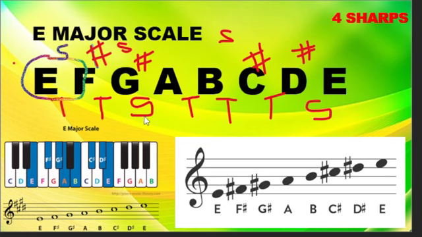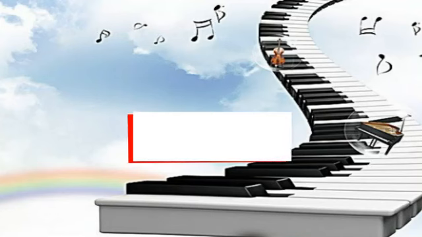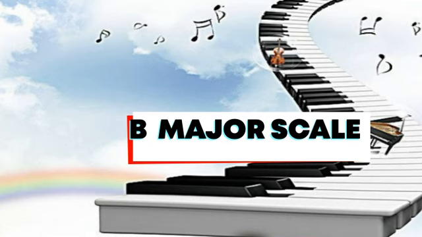Now we say tone, semitone, tone, semitone. When you look at this, we have raised F, we have raised G, we have raised C and D. So that's why you have four sharps. You have one here, another one here, another one here, another one here. On F there is F sharp, G sharp, C sharp, and D sharp. That's why you have four sharps.